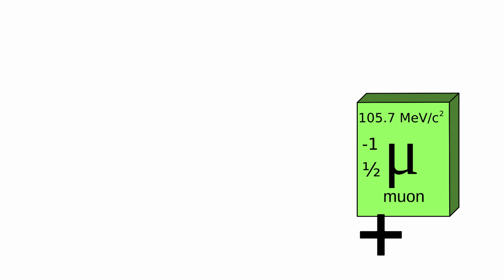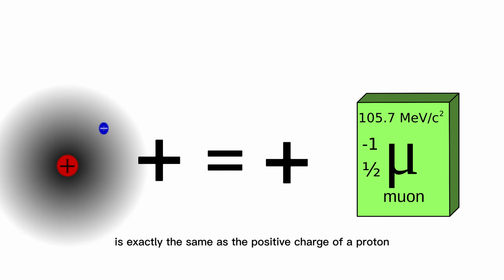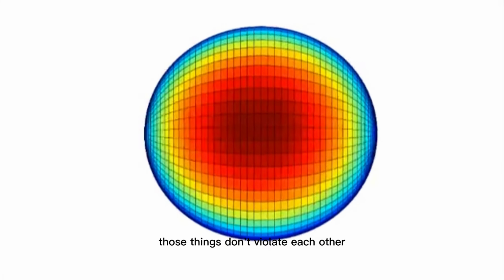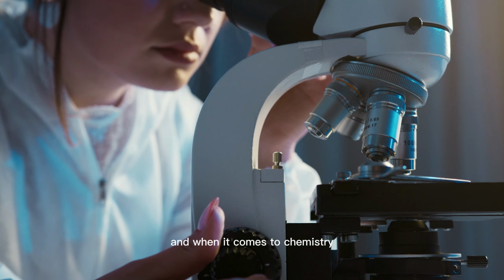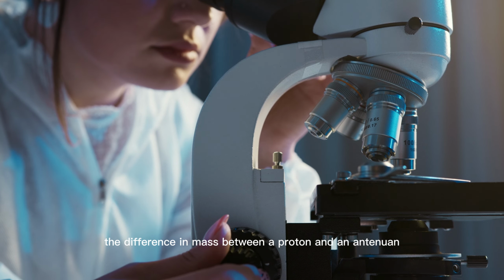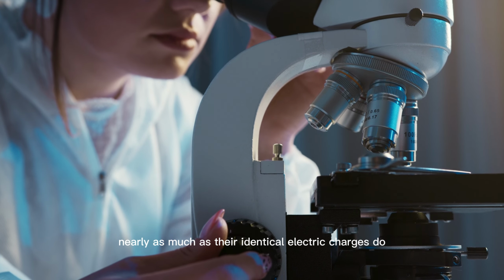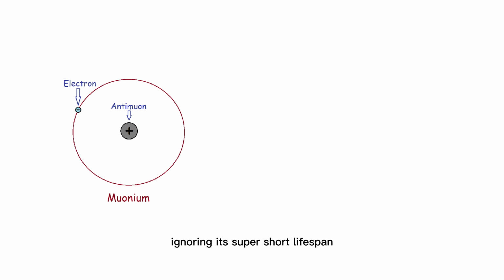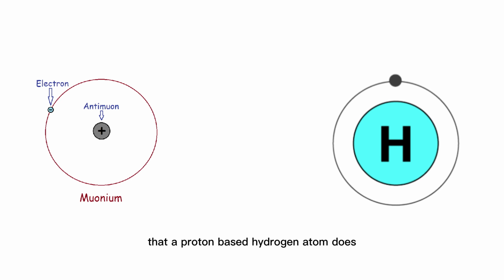And here's the key point. The strength of that positive charge is exactly the same as the positive charge of a proton. So if a regular old electron is in orbit around an antimuon, that is a muonium atom. Those things don't violate each other because they're not each other's matter-antimatter counterpart. And when it comes to chemistry, the difference in mass between a proton and an antimuon doesn't matter nearly as much as their identical electric charges do. So an atom of muonium, ignoring its super short lifespan, acts chemically in almost the exact same way that a proton-based hydrogen atom does.